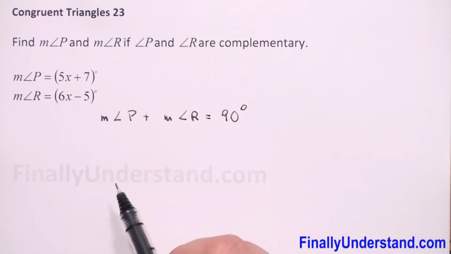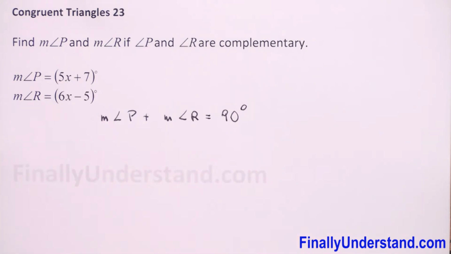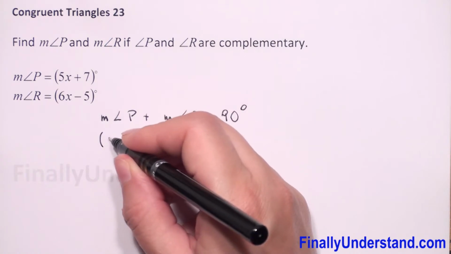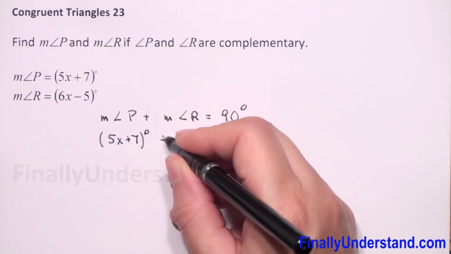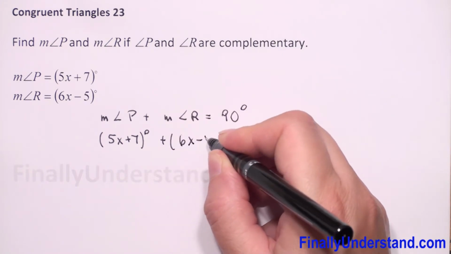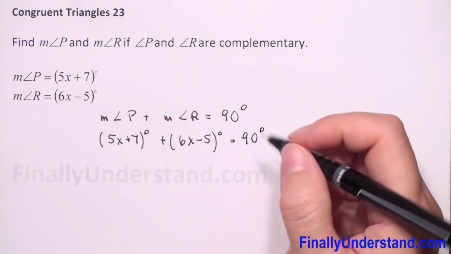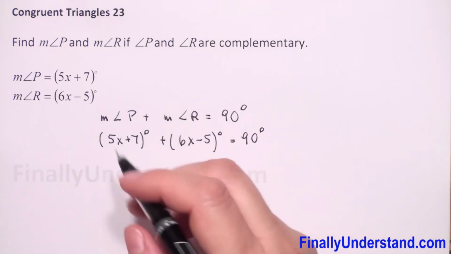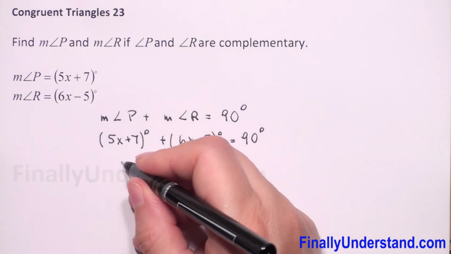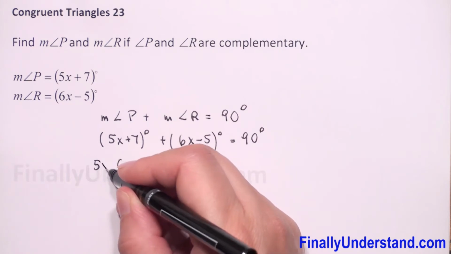Now we can substitute measure of angle P and measure of angle R by the given expressions. So we have in parentheses 5x plus 7 degrees plus 6x minus 5 degrees is equal to 90 degrees. So now let's forget about degrees first. So we will take down the parentheses. We will have 6x and 5x, of course.